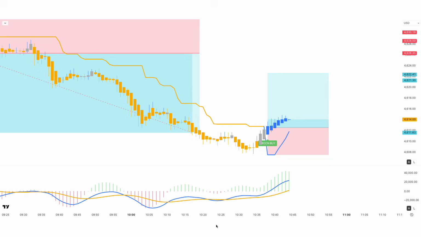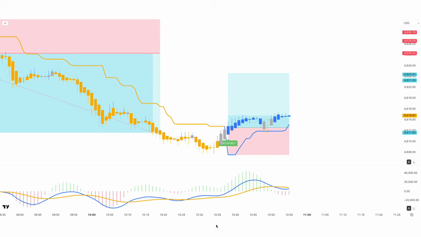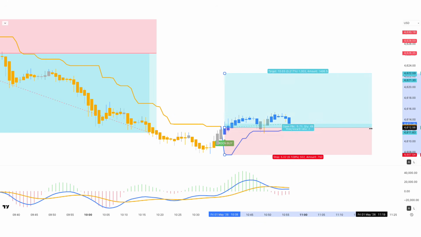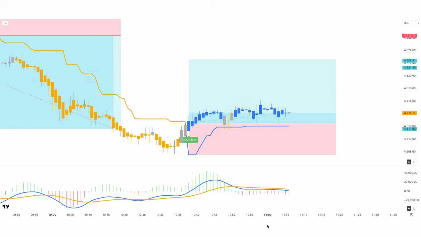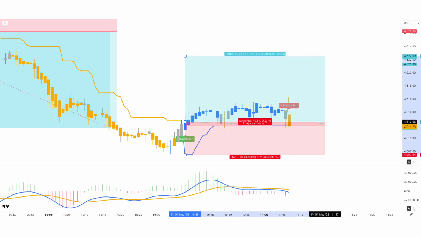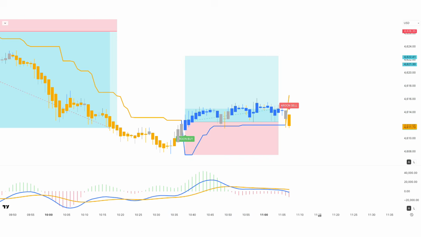Let's see what happens to our trade. Here the market has given the next signal, so we will close this trade.